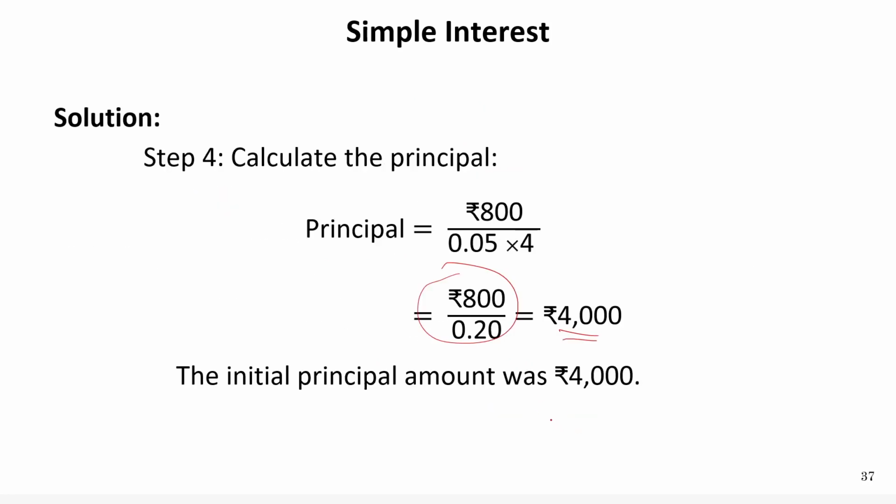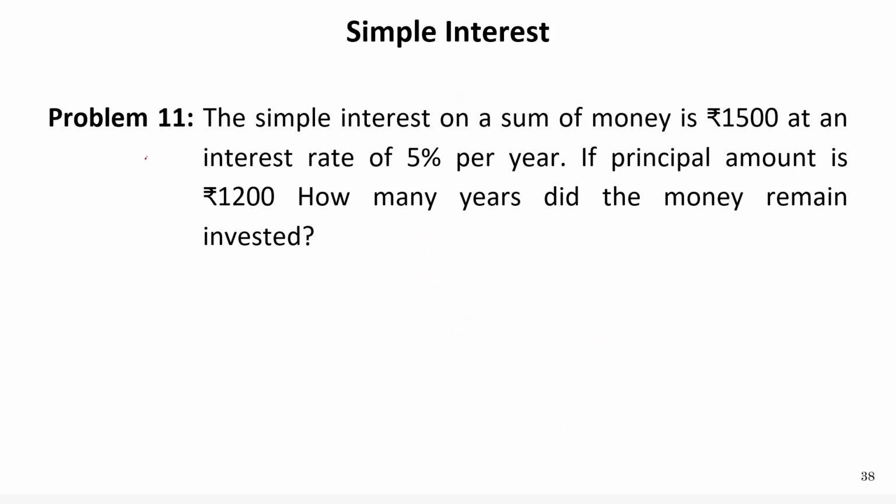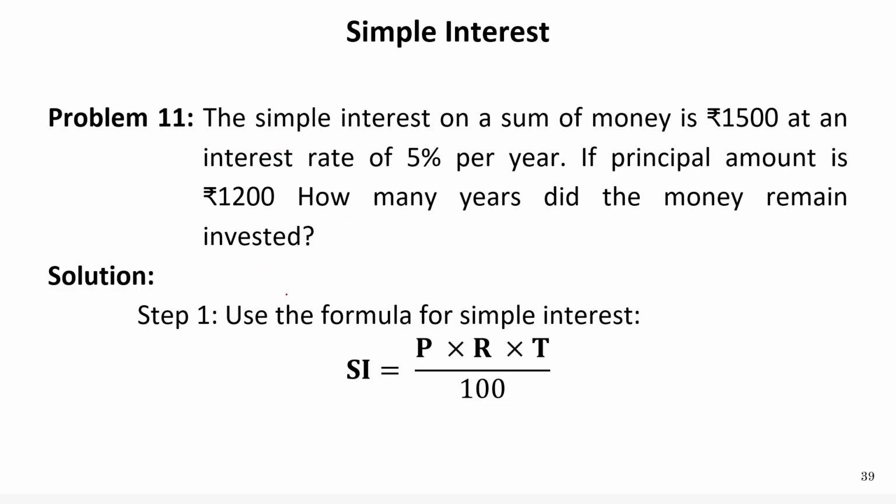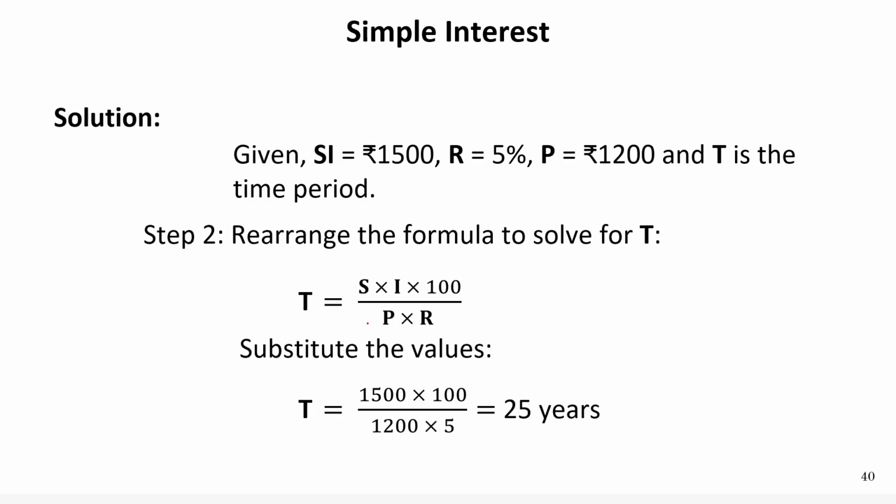Okay, so let's see problem number 11. The simple interest on a sum of money is 1500 at an interest rate of 5% per year. If the principal amount is 1200, how many years did the money remain invested? So let us use the formula for simple interest. SI is equal to PRT by 100. So given SI is equal to 1500, R is equal to 5%, P is equal to 1200. Then T is the time period. So rearrange the formula to solve for T, right?